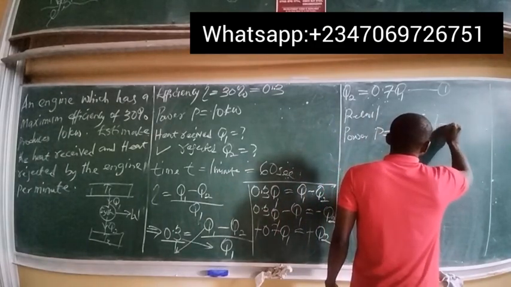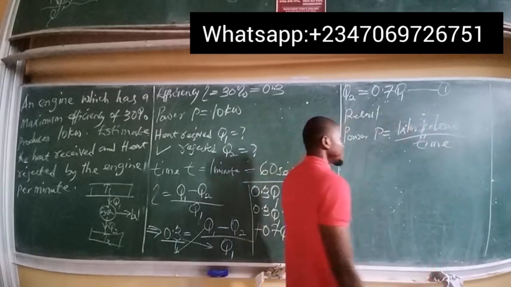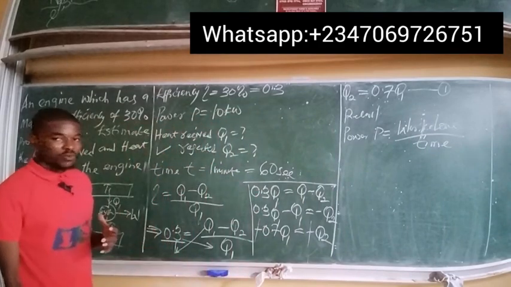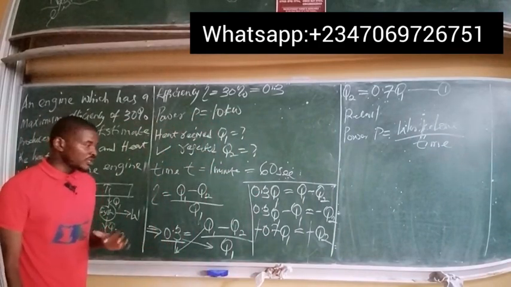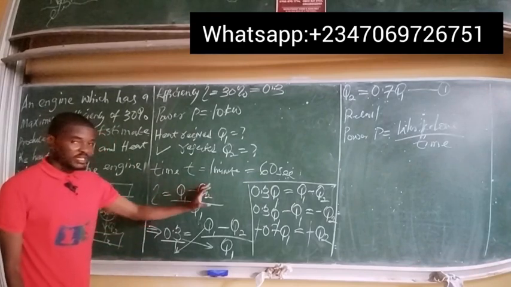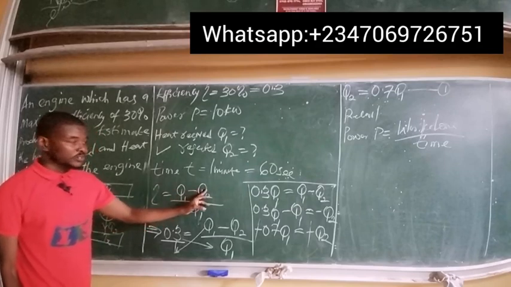Work done all over time. This actually gives us power, the work done over the time. And we know what the work done is in terms of heat engine. The work done in a heat engine is simply the difference between the respective heats, the inlet heat and the outlet heat. So simply Q1 minus Q2. This is what gives us the work done.